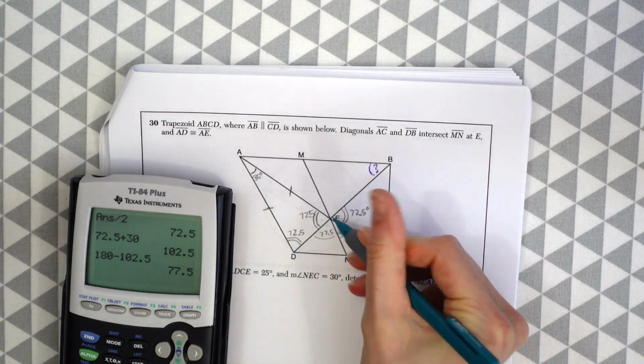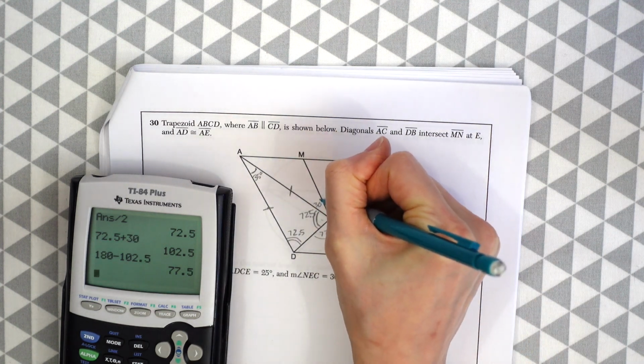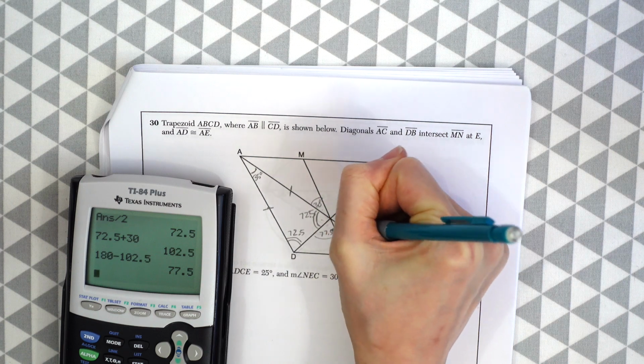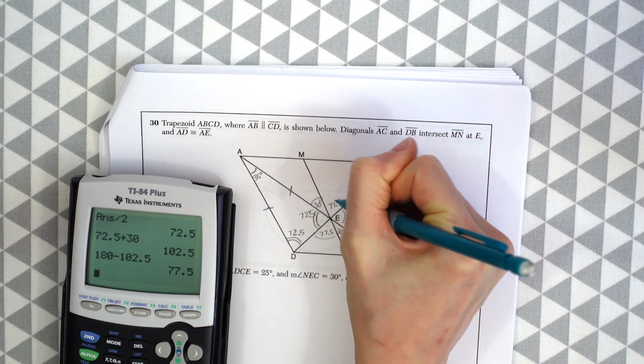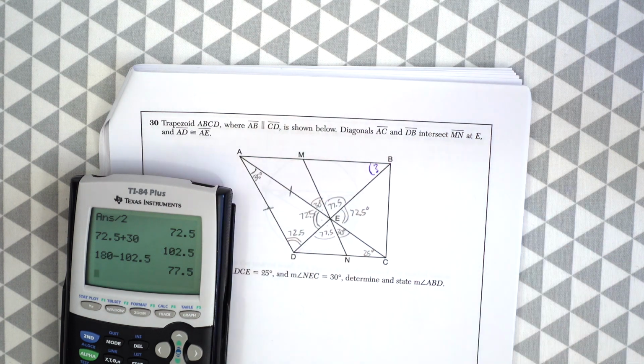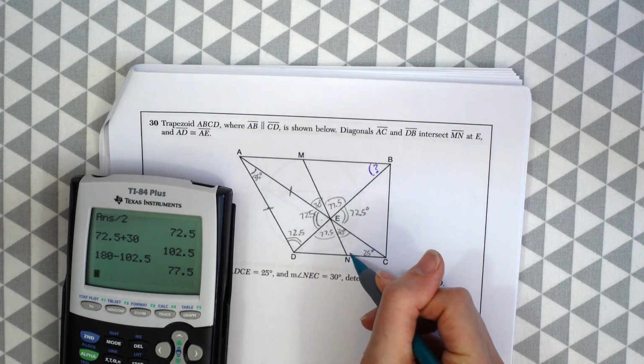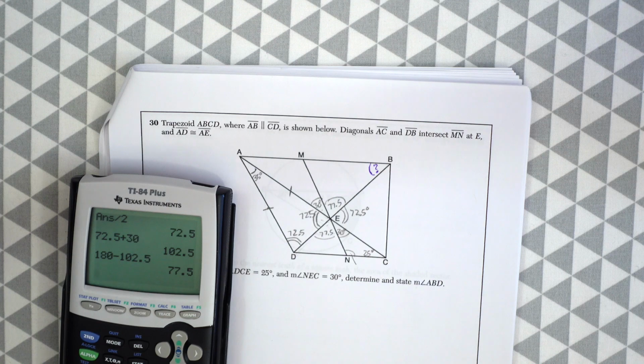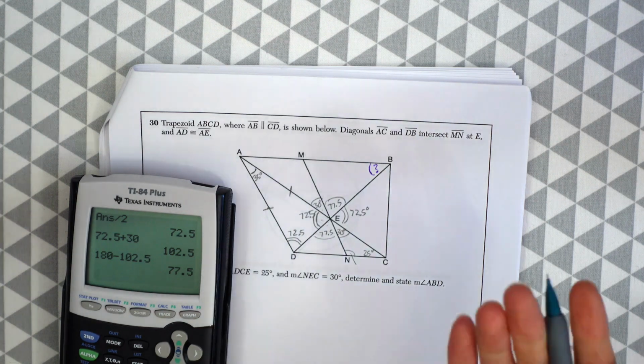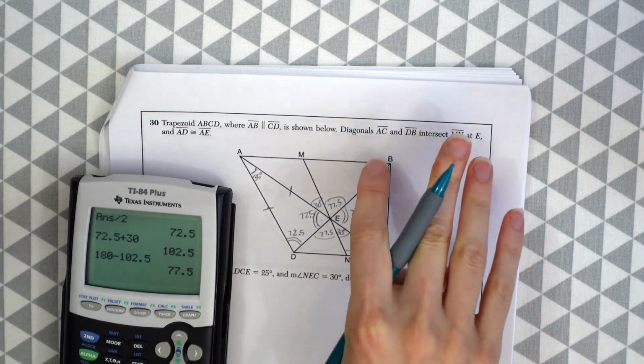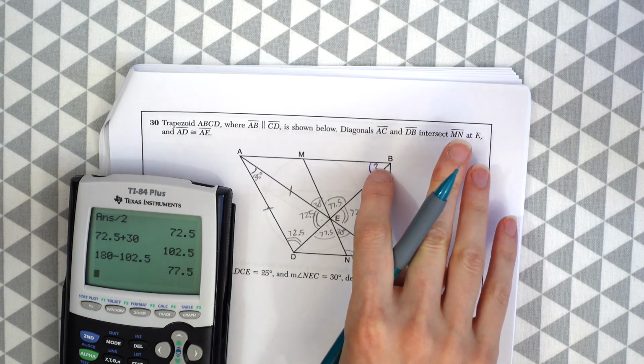You notice here, these are also vertical angles, so we can fill this in. So this is 30 degrees, and then this is 77.5. So now, over here, notice we can find this angle. So we're just solving as many angles as we can in order to find our missing angle B here.